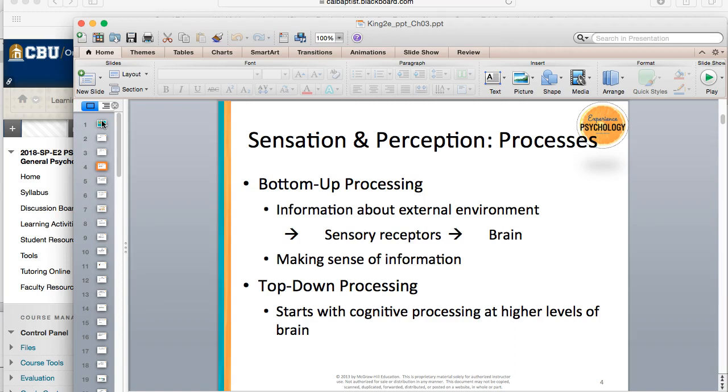Top down starts with cognitive processes at higher levels of the brain. So this starts with the brain, and then it feeds down to other areas of the brain. With bottom up, it's your sensory receptors, your feeling, your touch, your sensations that lead to your thoughts and your processing in your brain. And then top down, it starts with your brain. So you're thinking about it, you're trying to visualize and make sense of the information from your brain, and then leading to your sensory receptors.